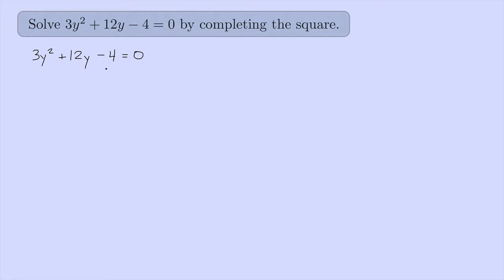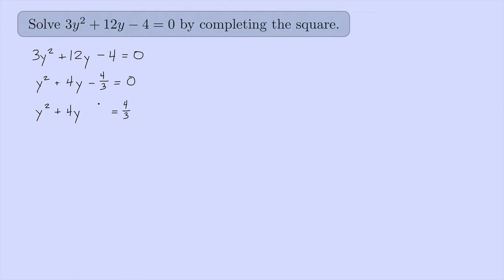It doesn't matter what order you do those two things in. I think I'll divide by the 3 first. So I get y squared plus 12 divided by 3 is 4. 4 divided by 3 is 4/3. And 0 divided by 3, that's still 0. And now I can add the 4/3 over to the other side. So I get y squared plus 4y, I'm going to leave a little space, equals 4/3.